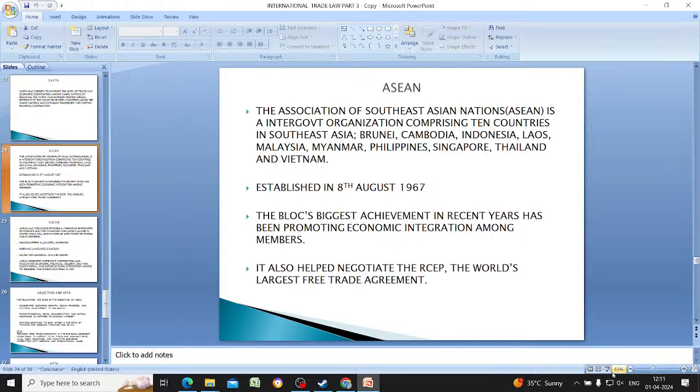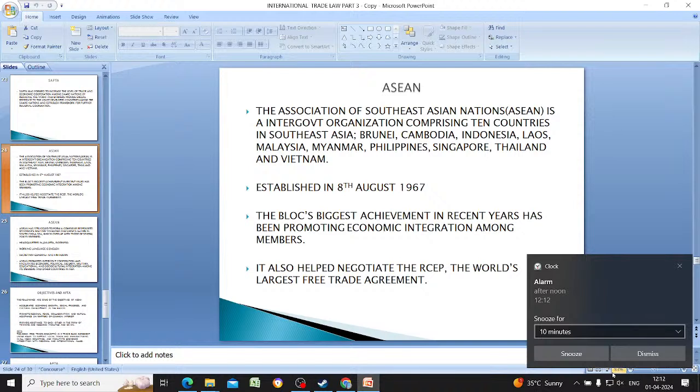So what is economic integration? We have used this term at different times, in different contexts. Economic integration is the unification of economic policies among different nations, where they either partially or fully abolish tariff or non-tariff trade barriers. So the biggest achievement we can say is the promotion of economic integration among members.